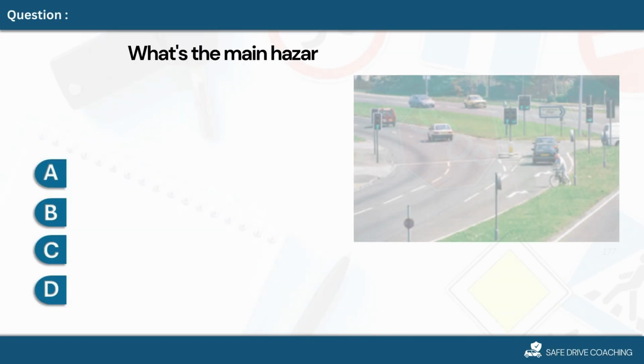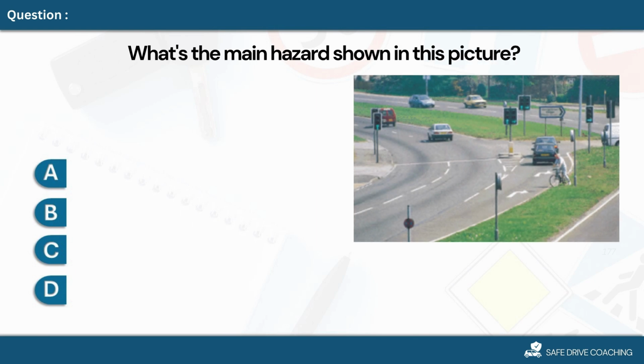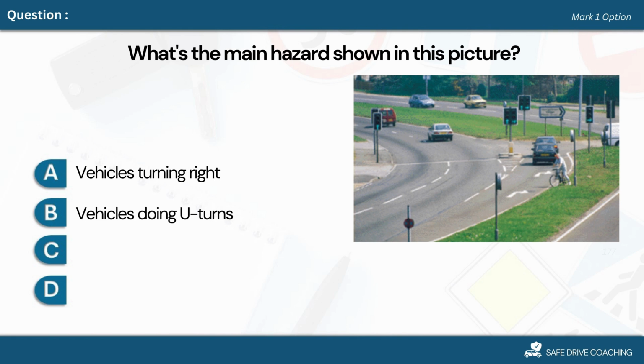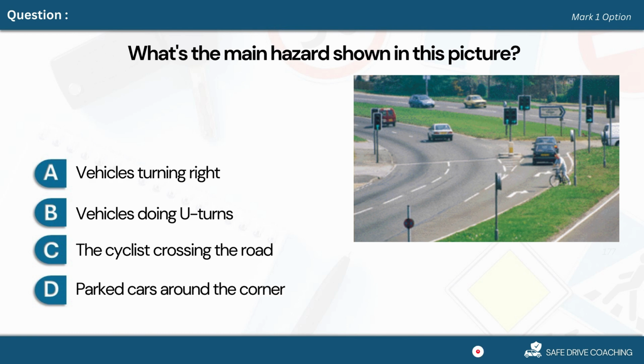What's the main hazard shown in this picture? A. Vehicles turning right. B. Vehicles doing U-turns. C. The cyclist crossing the road. D. Parked cars around the corner.